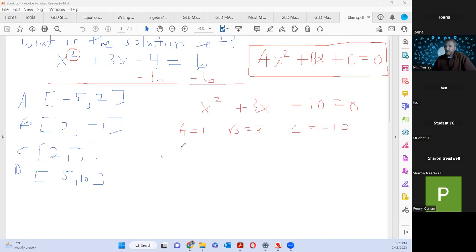If your A is equal to 1, you factor C. So you find the factor pairs for negative 10. By factor pairs I mean two numbers that you can multiply together to get minus 10. So 1 and minus 10, 2 and minus 5. 3 doesn't go into 10, 4 doesn't go into 10, 5 goes into 10, but we already have 5 on our list. So we go on the other side and change the signs: minus 1 and 10, and minus 2 and 5.